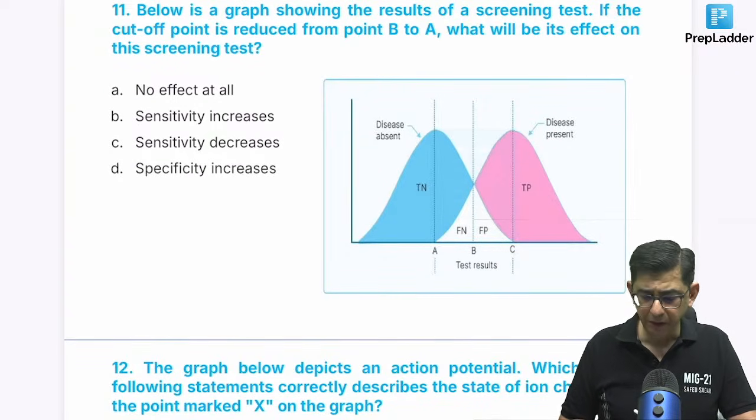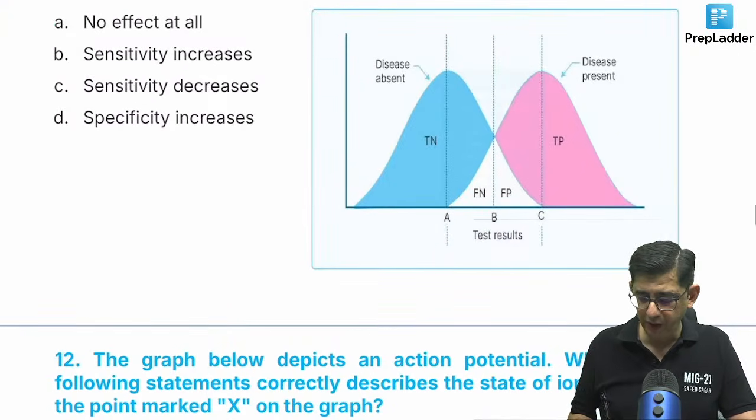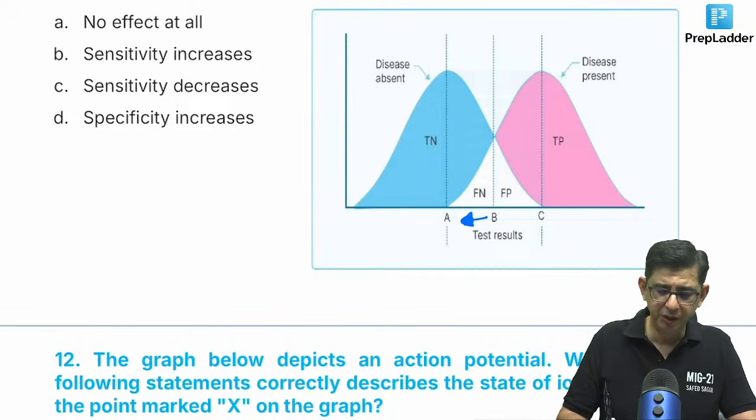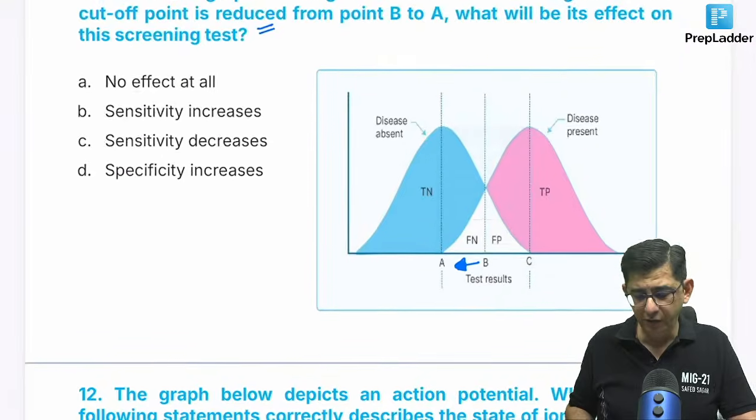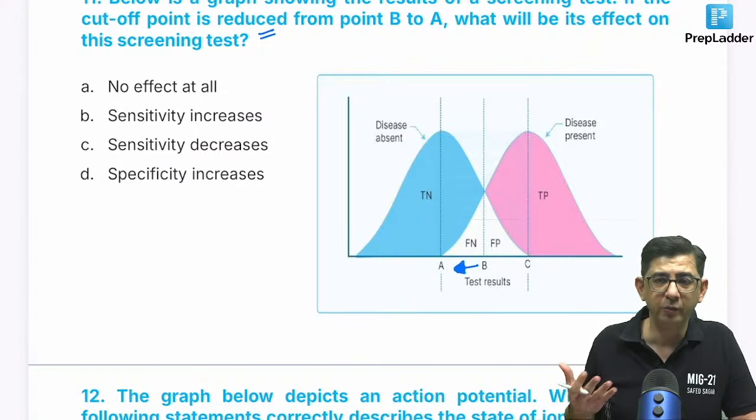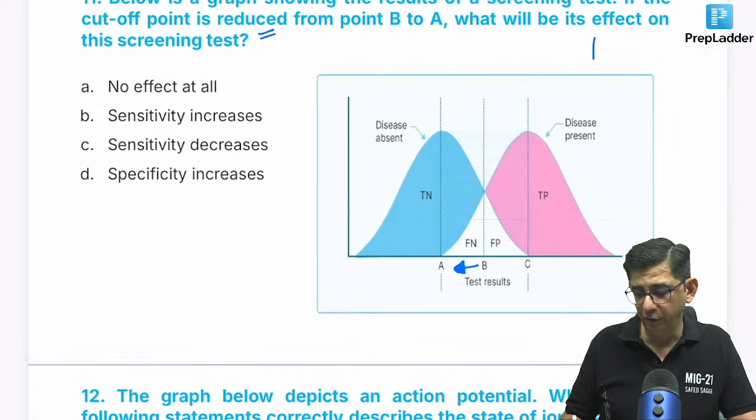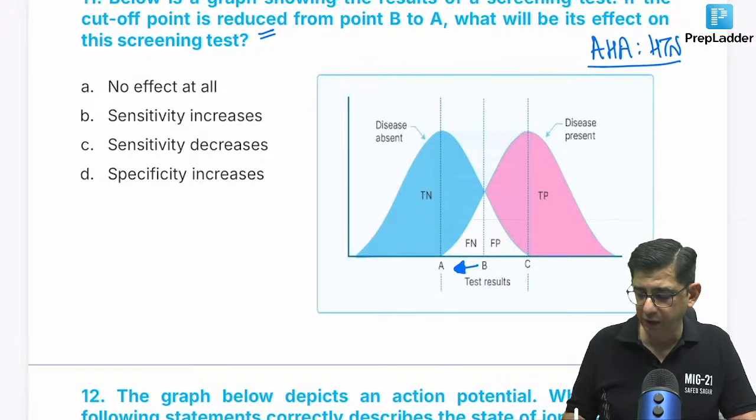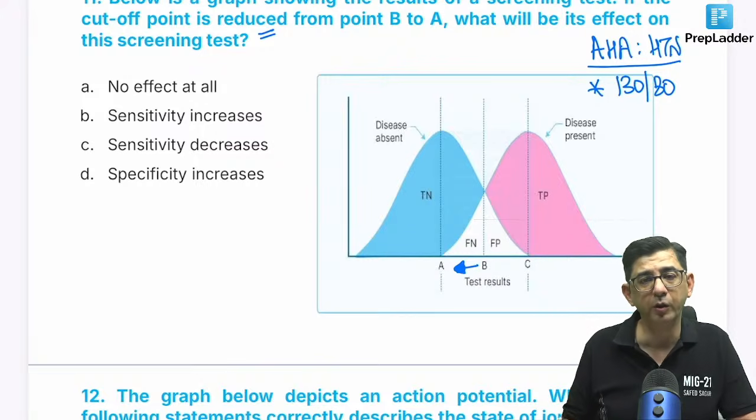Then there is a graph showing the results of a screening test, saying that the cutoff is reduced from point B to point A. The best example I can give is that he has himself written the word reduced, which will make it easier for you. Like the American Heart Association cutoff for hypertension. Earlier the AHA cutoff was 140 by 90, and then for hypertension they decreased the cutoff to 130 by 80, by which you notice that almost 45% of the world is turning out to be hypertensive.